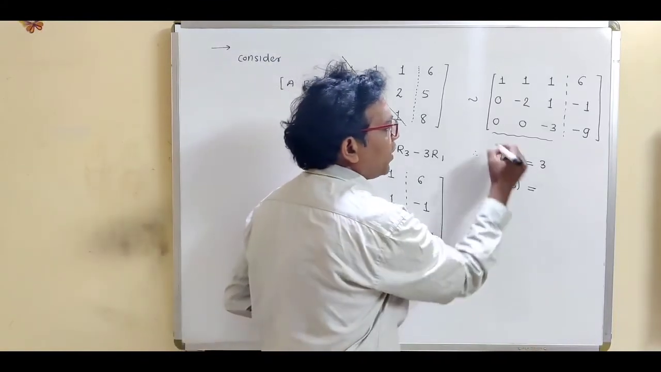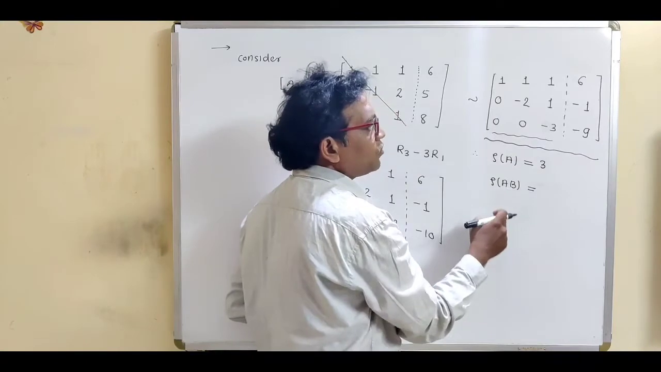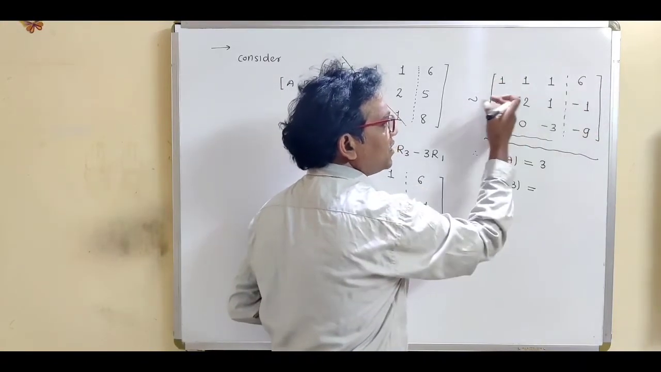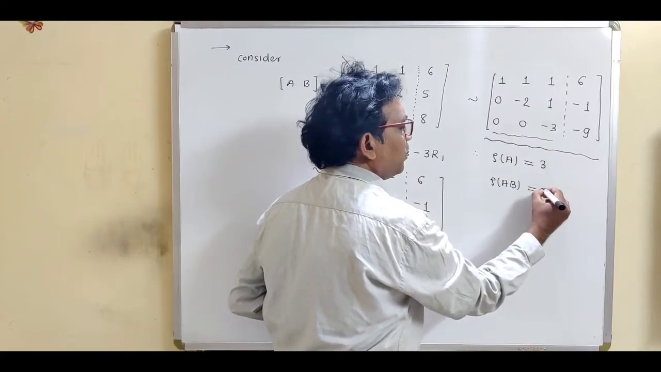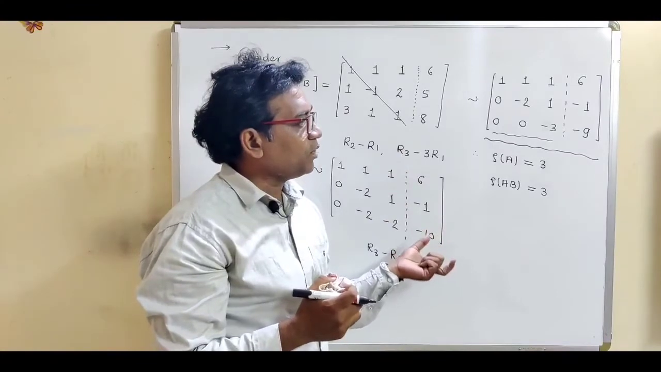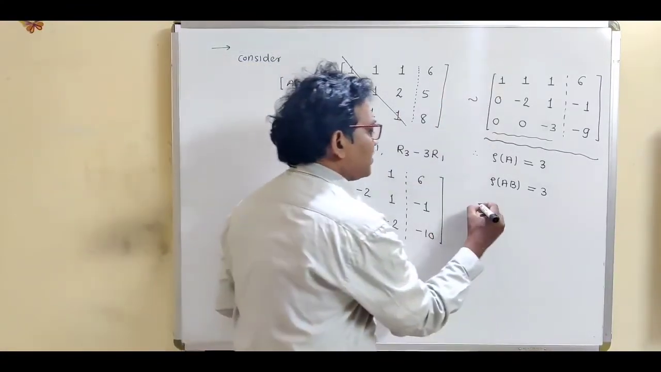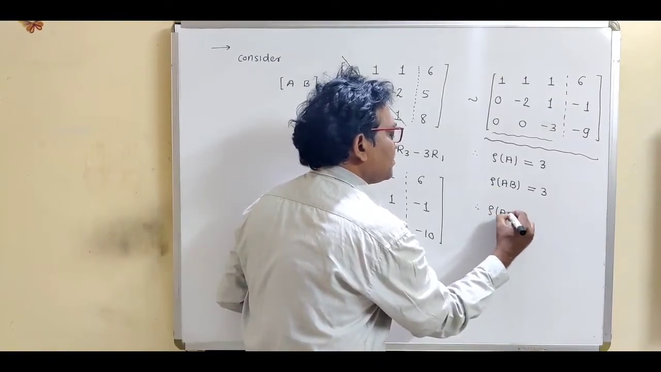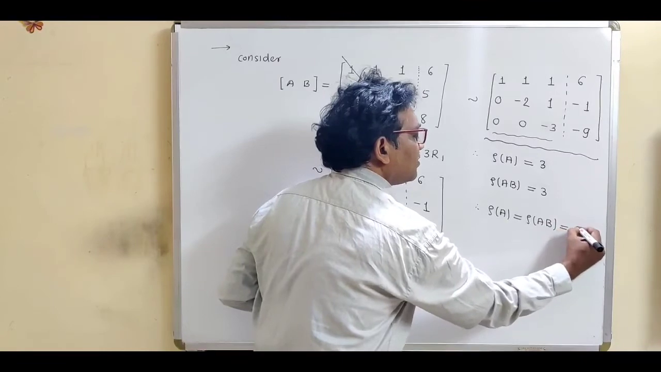Now find out rank of AB. AB means this is the total matrix AB. So just count the number of non-zero rows. First, it is non-zero. Second, it is non-zero. Third, it is again non-zero. So rank of AB is 3. So how to find out the rank of the matrix? Just count the number of non-zero rows. So obviously, rank of A and rank of AB both are equal, and this is equal to 3.